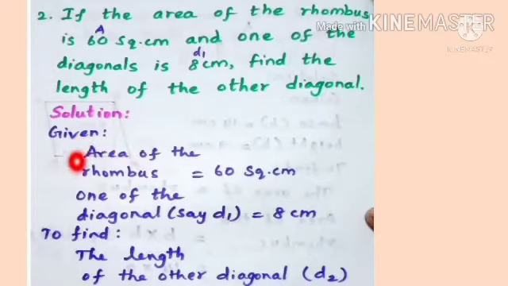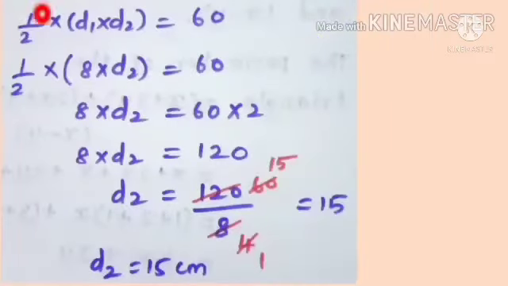So solution: write down all the given values. Area of the rhombus is 60 square centimeter and one of the diagonals, say D1, is 8 centimeter. We have to find the length of the other diagonal. Students, we know the area of the rhombus is given as 60 square centimeters. So equate 60 with 1 by 2 into D1 into D2, to find the value of the other diagonal D2. So 1 by 2 into D1, which is 8, and D2, which we have to find, is equal to 60, the area of the rhombus.